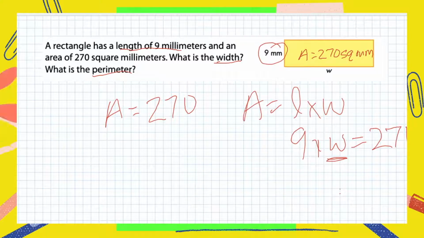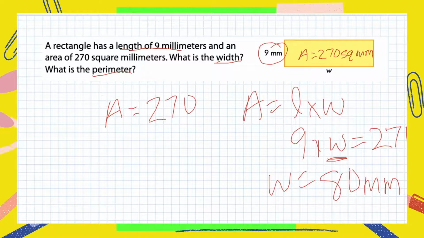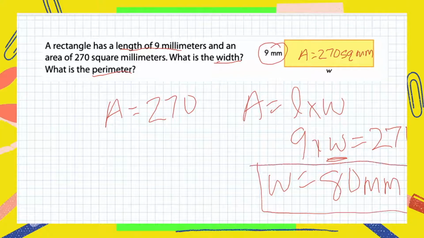All right, what did you come up with? W equals 80 millimeters. Very good. 9 times 80 equals 270 square millimeters. So the width is 80 millimeters. But we have another question. What is the perimeter? So if I know that W is 80 millimeters, I also know that the corresponding side is going to be equal. And I can also fill in the length of this side, which I know to be 9.